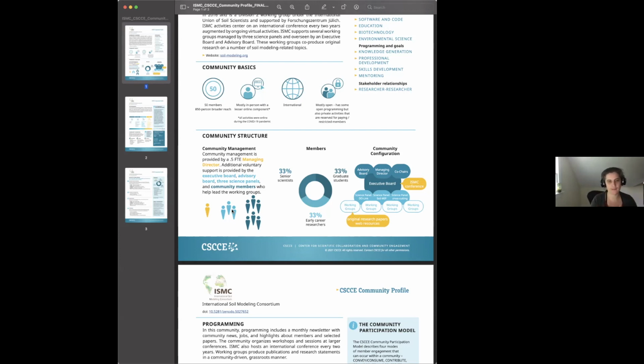Building off of that, we're all researchers, so we all want to produce original research papers. That's the coin of our realm. So some of these new working groups, like the one I'm leading, are very focused on conducting collaborative research.